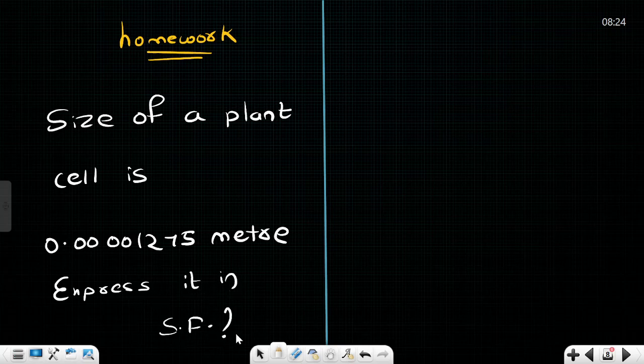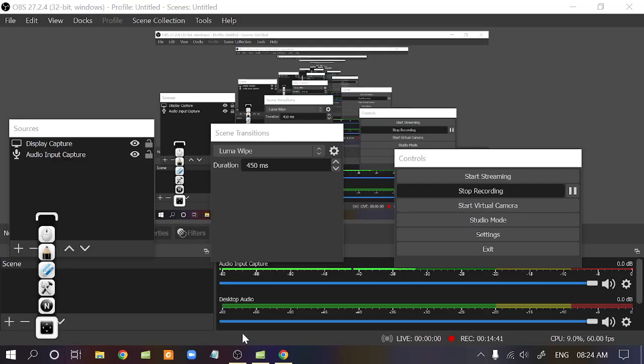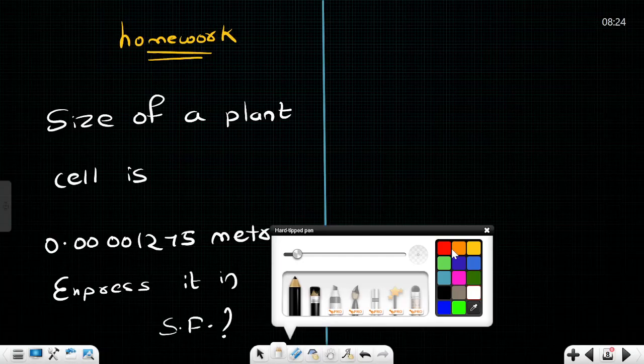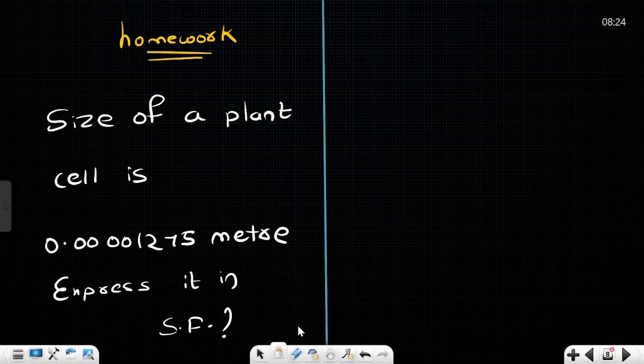standard form. Let me check whether the recording is happening properly. It's happening. Okay, I think, I hope so. Till now it is clear, right?